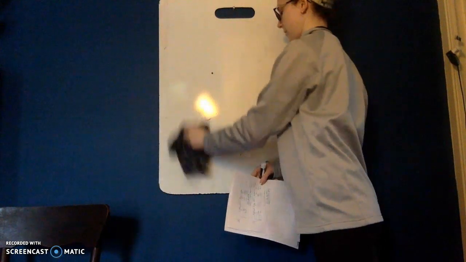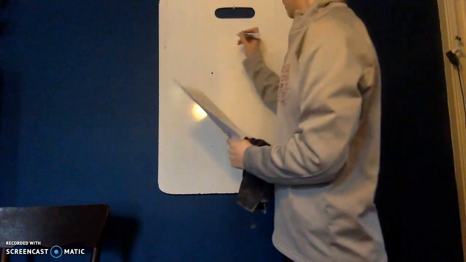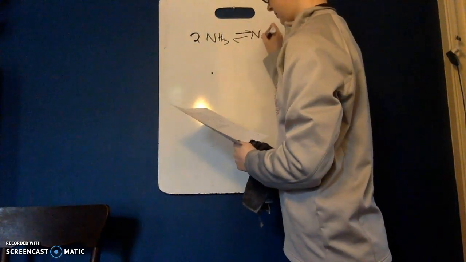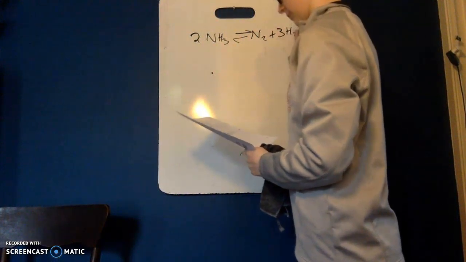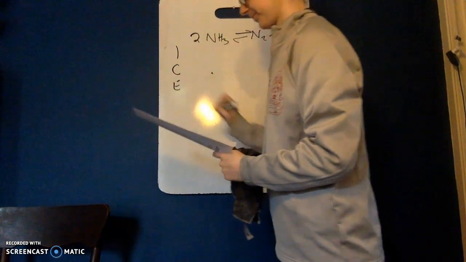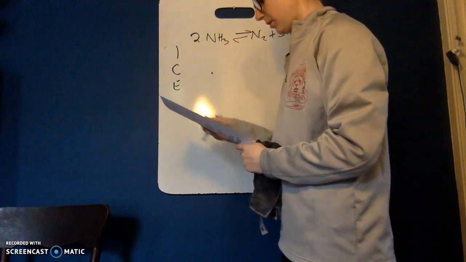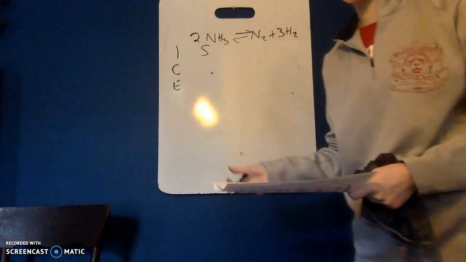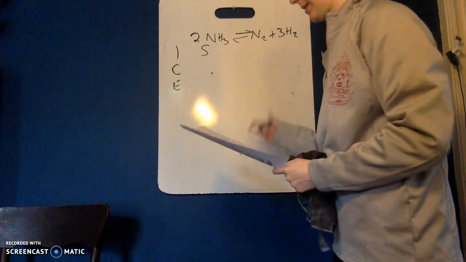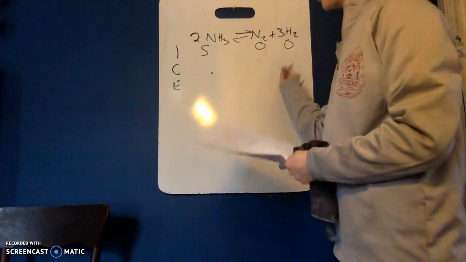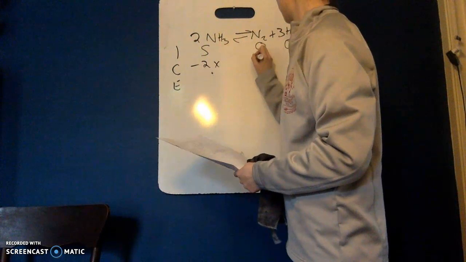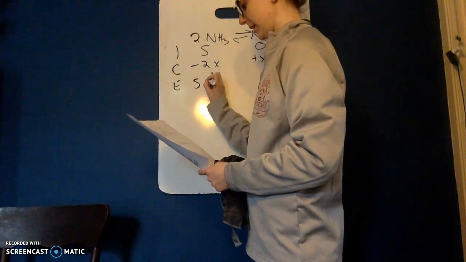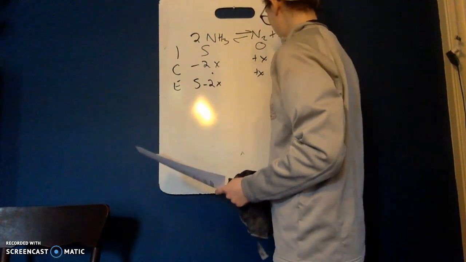Okay, for number 8, we have the equation 2NH3 going to N2 and 3H2. Now I'm going to set up an ice table. So I use just S to recognize sample because we have a sample of NH3. We don't start with any of the products here. Our change in this case is going to be minus 2x, plus x, and plus 3x. So at equilibrium, I'm going to have my sample minus 2x, plus x, and plus 3x.